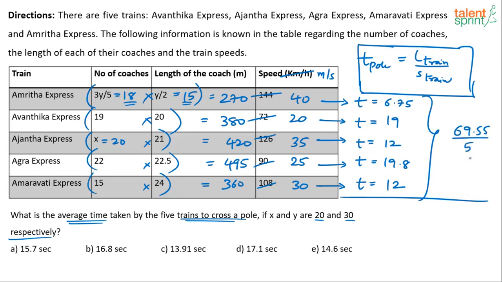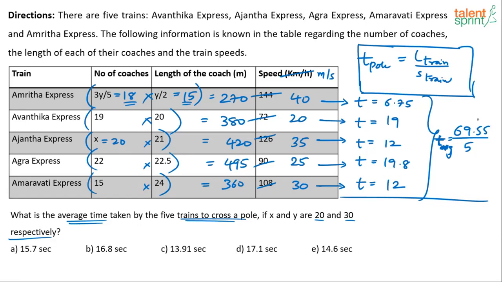Divided by 5. Average time. Average time is equal to 69.55 by 5. You're getting it? 19, 19, 38, 12, 12, 24. 38 and 24 is 62. 62 plus 6 is 68. 0.8 and 0.75 is 1.55. 68 and 1.55 is 69.55.